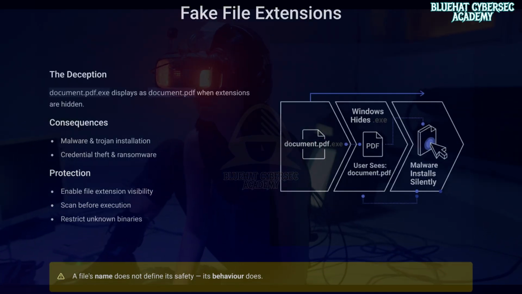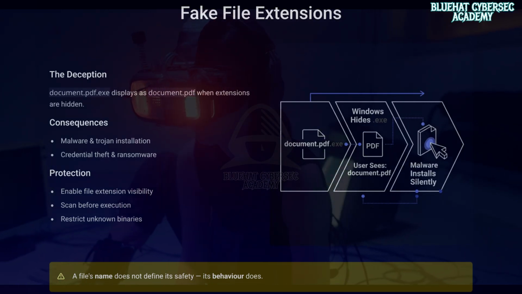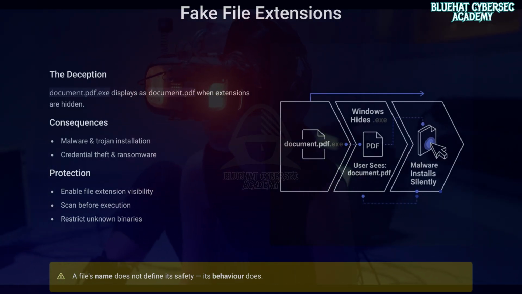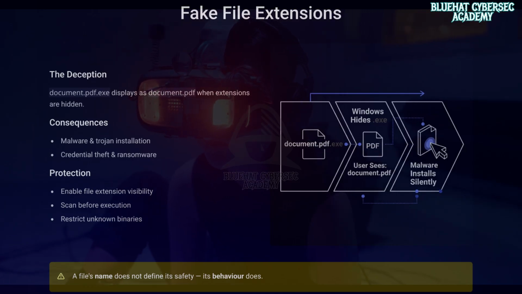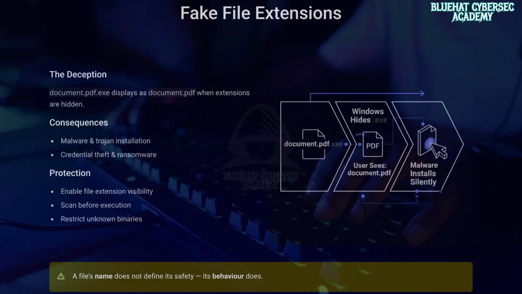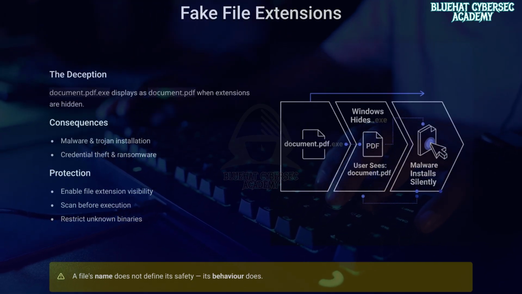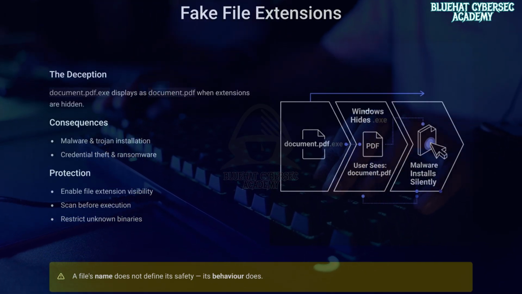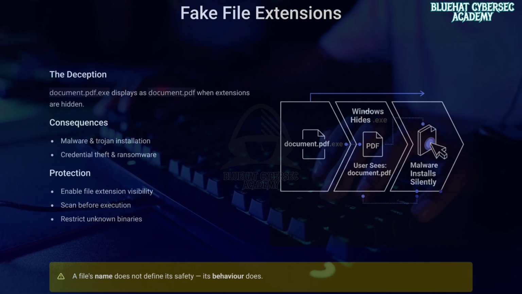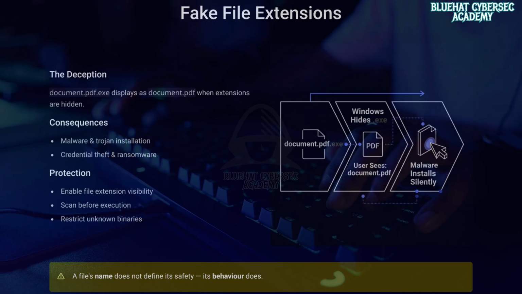Now let's talk about something almost every user has seen or interacted with at some point: fake file extensions. This technique relies on disguising malicious files as harmless ones. A file might appear as something like document.pdf, but in reality, it could be document.pdf.exe. And if the system hides known file extensions, the user only sees document.pdf. And that is exactly where deception works.